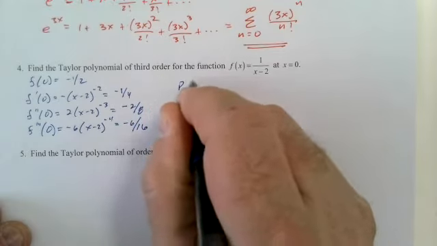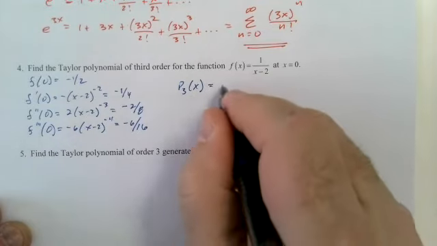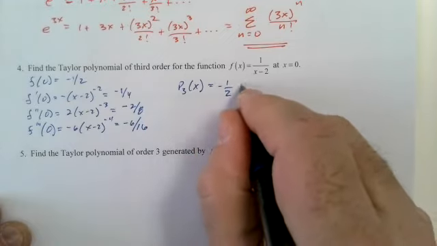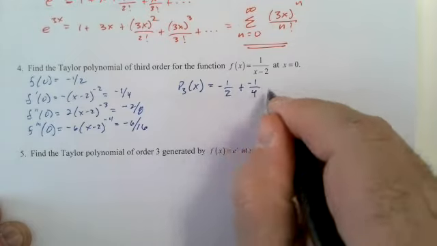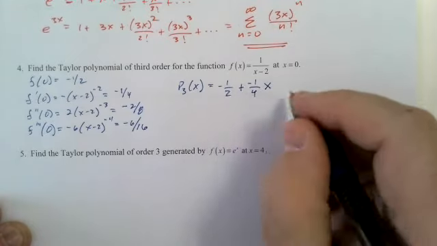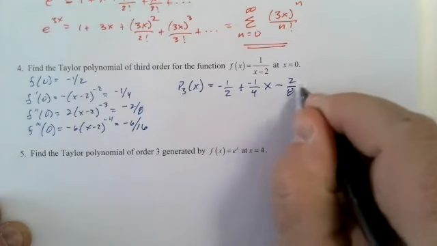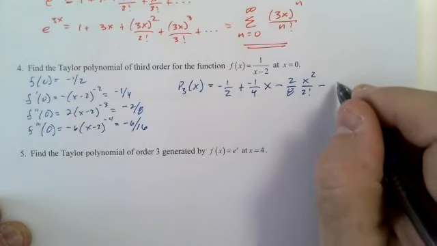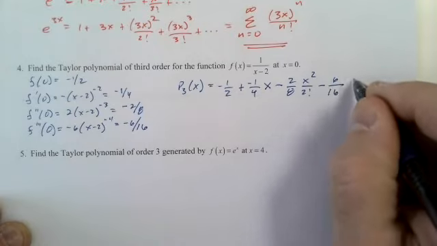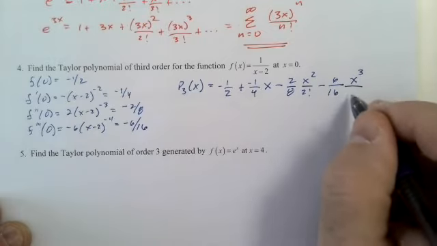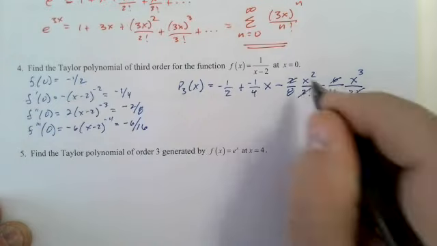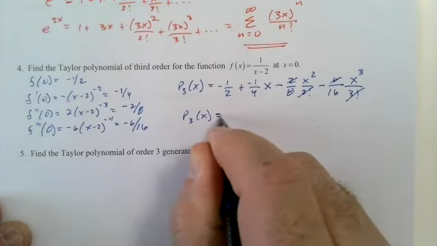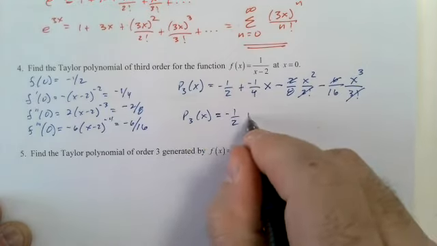So from the Taylor of third order, P3 of x equals, brain cramp. Yes, -1/2 plus -1/4 x. Okay, yeah, it's coming back. Plus -2/8 x squared over 2 minus 6/16 x to the third, centered at 0 for 3. Cancel. Nothing to cancel. P3 of x equals, some people have asked me, can I factor out that negative? Don't.